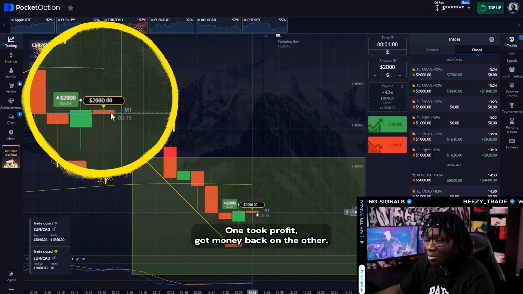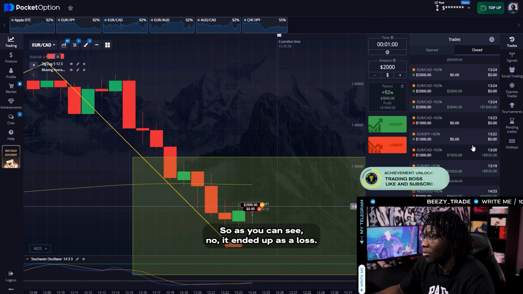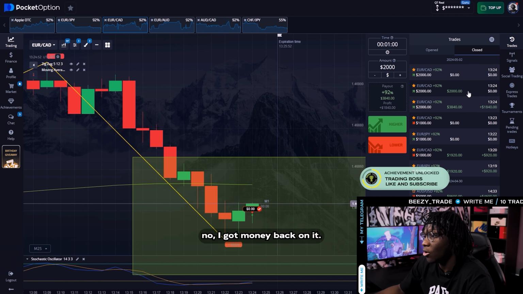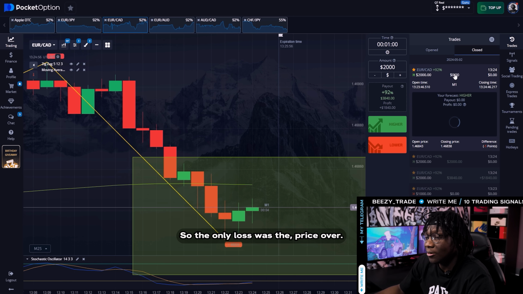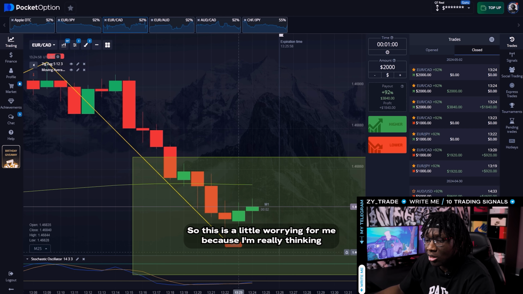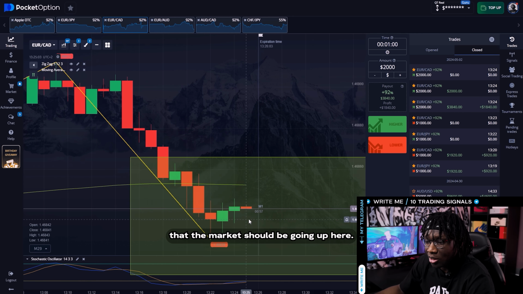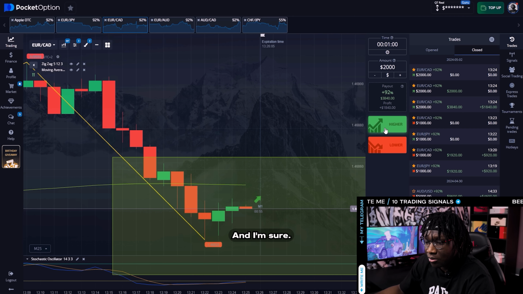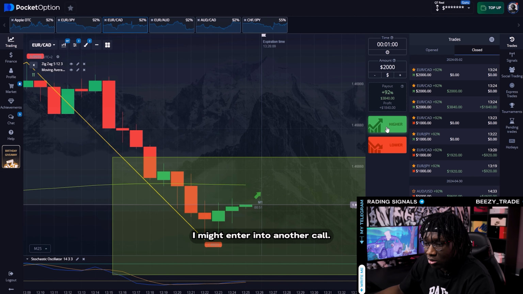One took profit, got money back on the other. So as you can see, no, it ended up as a loss. No, I got money back on it. Not a loss. It's not a loss. So the only loss was the price over. So this is a little worrying for me because I'm really thinking that the market should be going up here, and I'm sure. I might enter into another call.